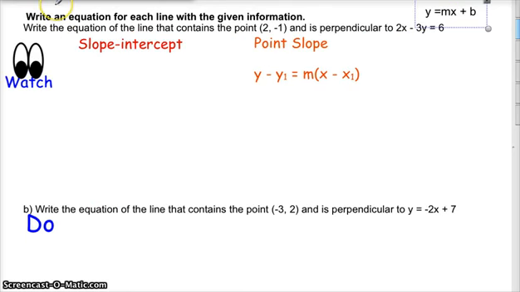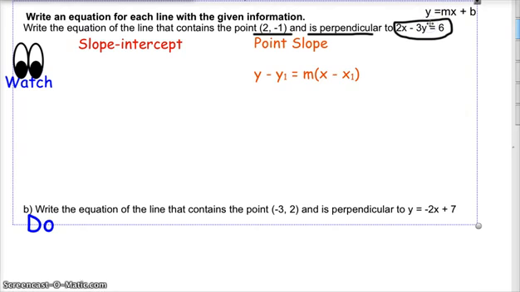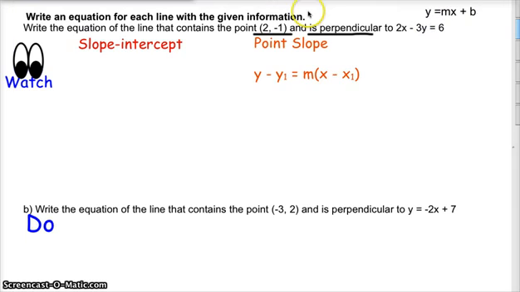Write the equation of the line that contains the point (2, -1), but this time I want it perpendicular to this given equation. It's not in slope-intercept form yet, so we don't even know what the slope is going to be. Need to do a little bit of calculation. Subtract the 2x from both sides. I get -3y. Be careful with that negative. A lot of students tend to forget it.